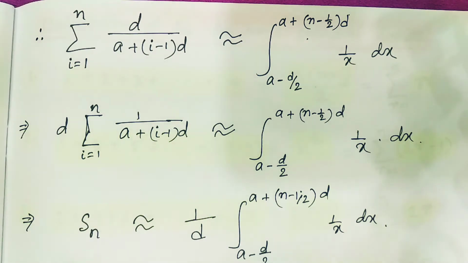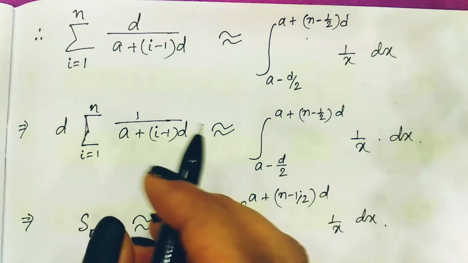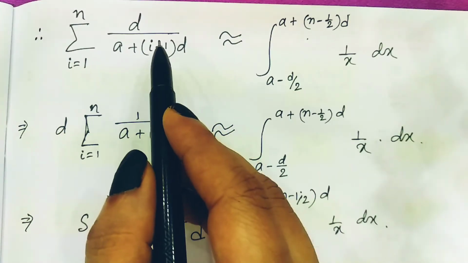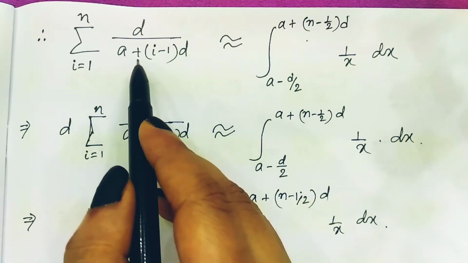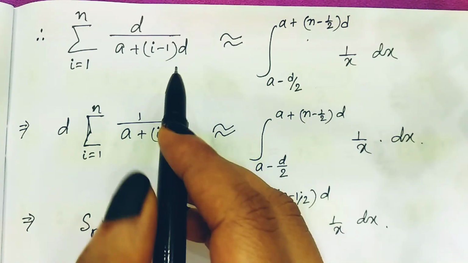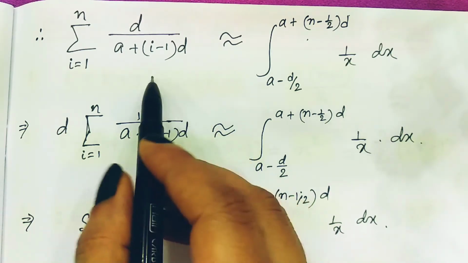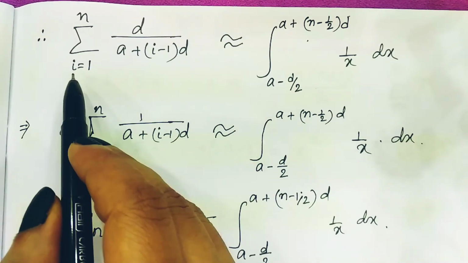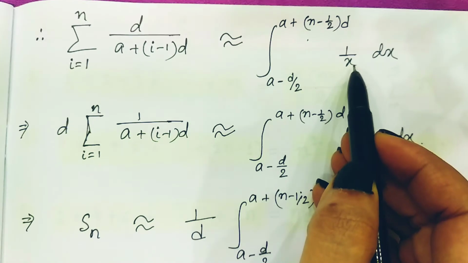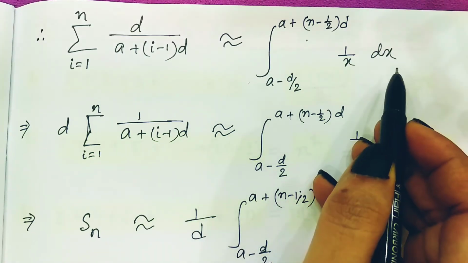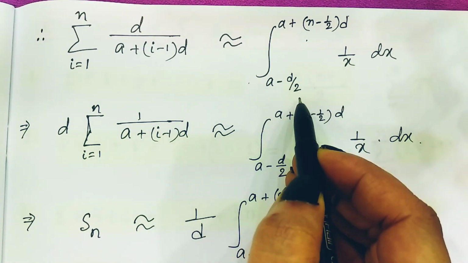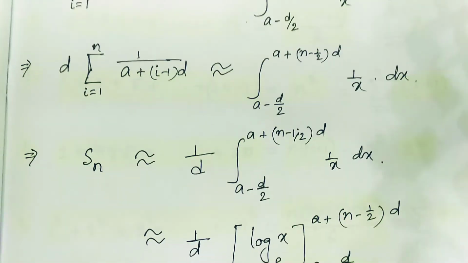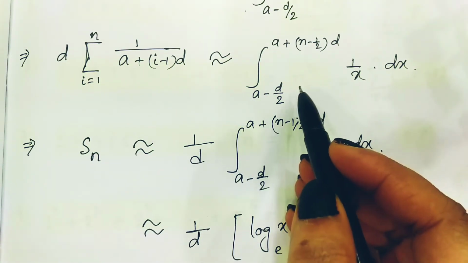Depending upon that, the summation of the area of each rectangle becomes d into the length. The length is 1 divided by a plus i minus 1 into d. That is the length for each and every rectangle. For different i values, we get different lengths. If we add all those, the summation can be expressed in functional form as the integration of 1 upon x dx, where x ranges from a minus d by 2 to a plus n minus 1 by 2 into d. Now, if we do this integration, what will we find out?